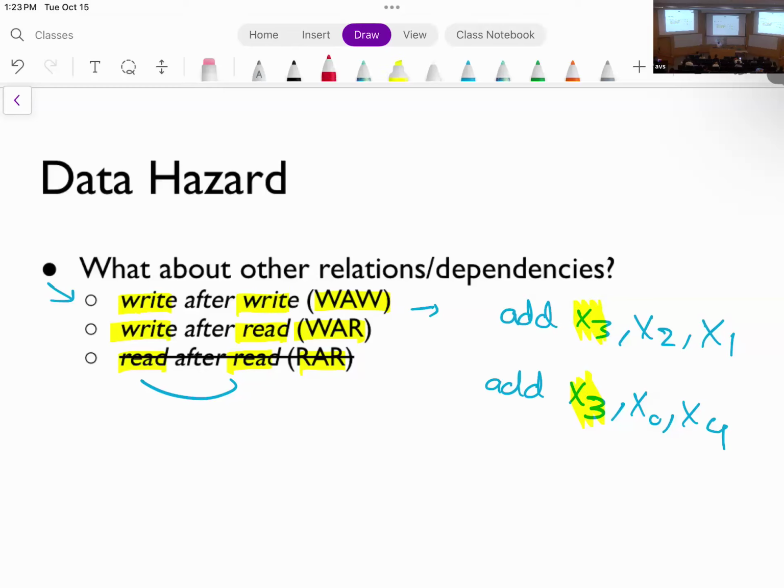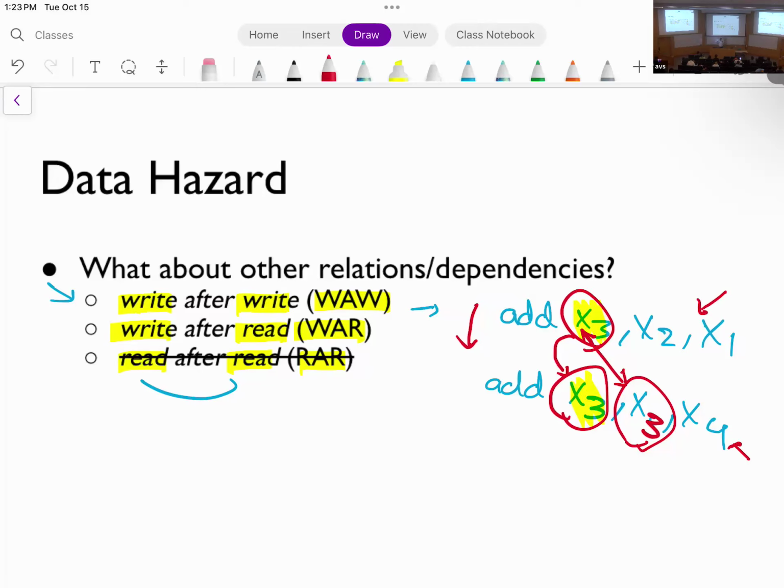Okay, so if we had x3 as an argument, then we had a problem. But that is back to the RAW data hazard. So we have a hazard between these two, which is the classic RAW data hazard. But now the question is, do we have a problem between these two? And the answer is no, because you just keep writing to the same thing. So as long as I'm following the program's order, as long as I make sure that this happens before this, which in an in-order processor happens all the time, then I'm good.